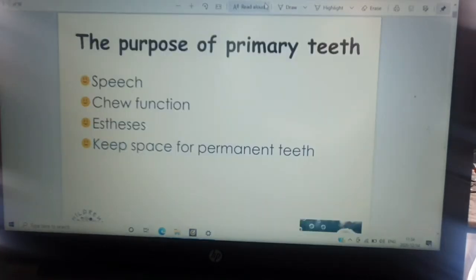Okay. So basically the purpose of primary teeth, as you can see on the slide, is speech. Primary teeth help children develop their speech, recognize sounds, and then translate those sounds into an understandable language. The masticatory function, that is basically chewing. Aesthetics, obviously, so that they look presentable and everything is in the harmony that we expect. And then, keeping space for permanent teeth.